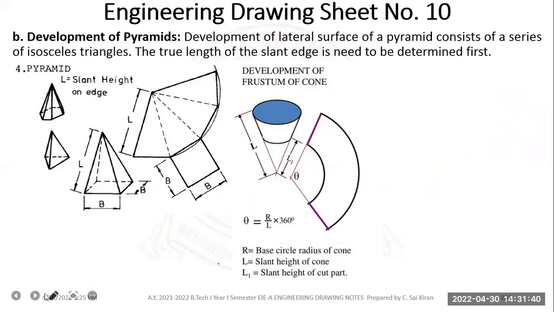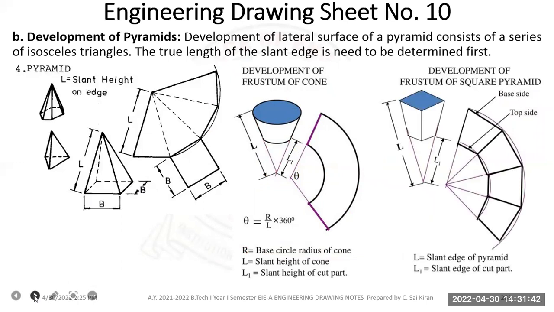Okay. So the next one is the development of the frustum of the square pyramid. Similarly, you have to draw the pyramid. You have to take the actual slant height. So same, this is your square. For this square, I am drawing this one. I take the radius, and from here I am making the projection. I'll get the true length.